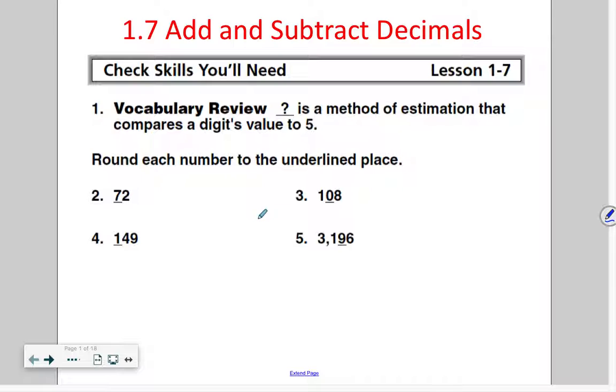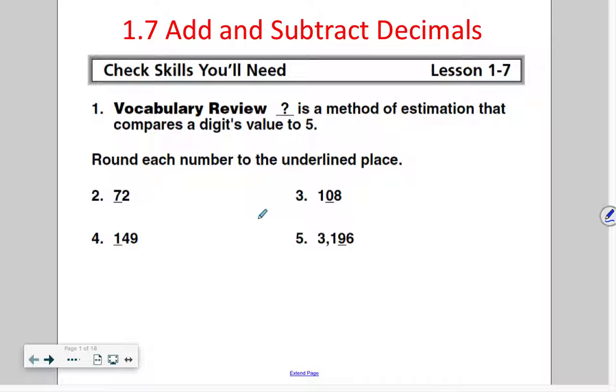Vocab review. What method of estimation compares a digit's value to 5? Brandon? Rounding, exactly. So in rounding, if a number is less than 5, round down. If it's 5 or more, we round up. Exactly. So that is called rounding.